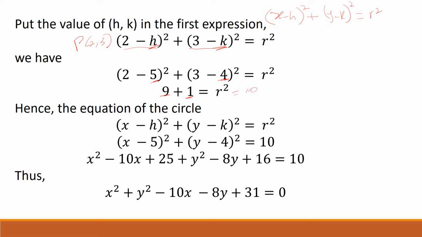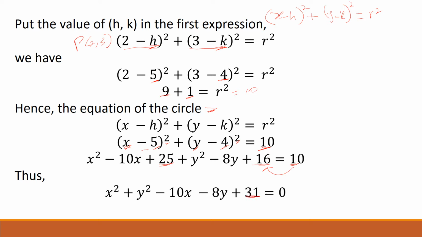So now that we know our r squared, we'll go back to the equation of the circle. So we have now (x minus 5) squared plus (y minus 4) squared, all equals 10, which is our r squared. Now get the like terms together. We have the constant terms, 25, 16, and 10. So this will come in and become minus.